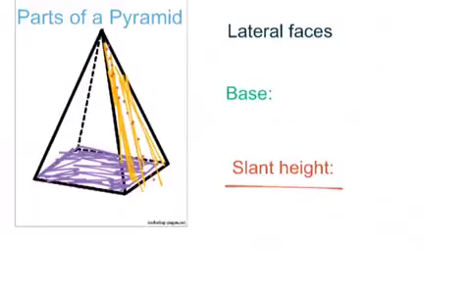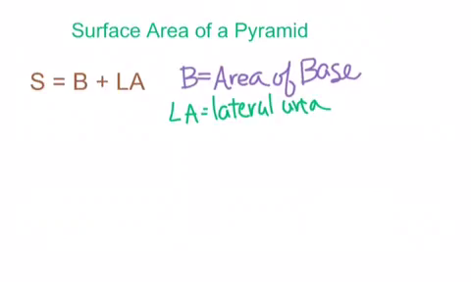Alrighty, so let's talk about the formula. The surface area of a pyramid equals the area of the base plus the lateral area.